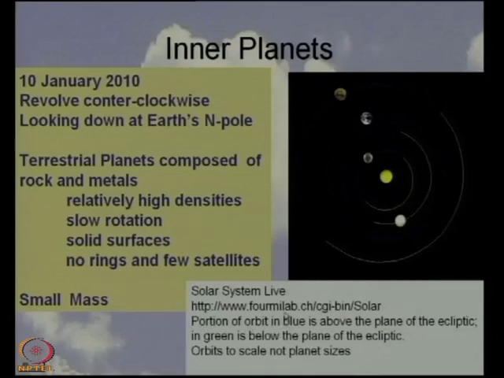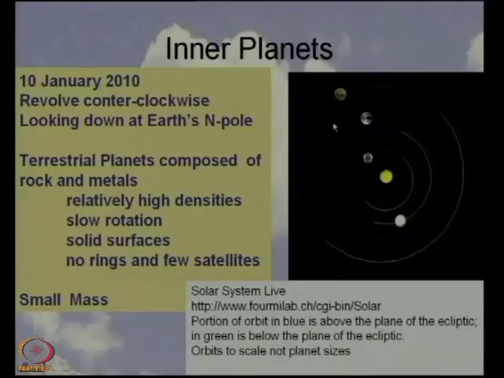Now, the part of the orbit that is in blue, you can see there is a part of the orbit which is in blue. This part lies above the ecliptic plane. The part in green is below the ecliptic plane. So the orbits cut the ecliptic plane, they are slightly inclined, and a part of the orbit lies above and a part lies below. The ecliptic plane is the motion of the Earth around the Sun, or if you sit on the Earth, the Sun appears to move along that curve. So the orbits cut it, and this shows you which part of the orbit is above and which part is below.